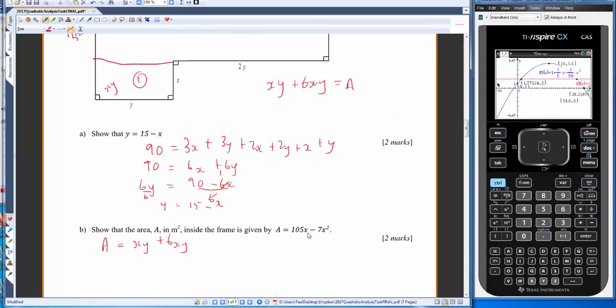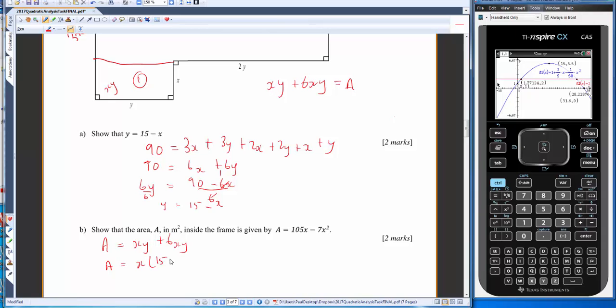Yeah, well, there's no y's in that. And so what we can do is actually use this definition of y. We know that y is equal to 15 take away x. So if we sub 15 take away x into this, what we should get is 105x take away 7x squared. Let's try it.